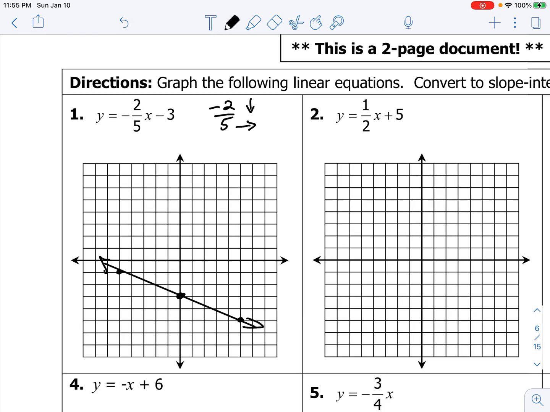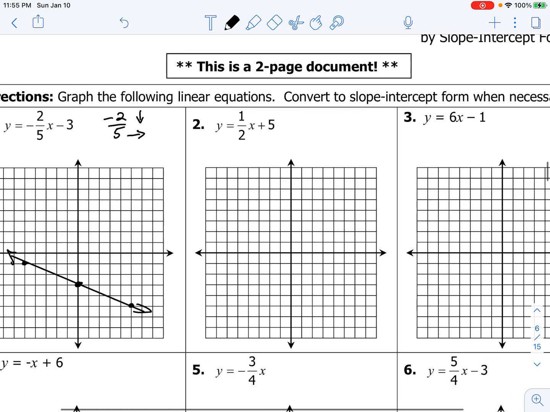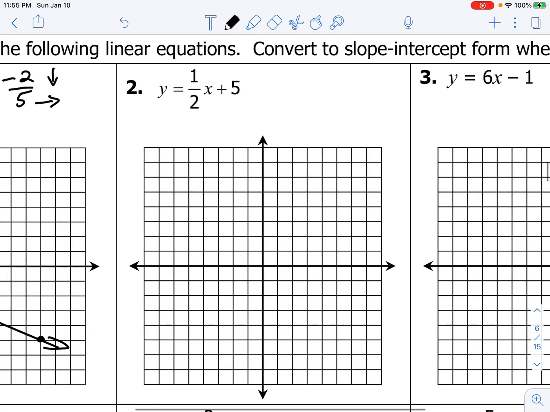All right, number 2. So we're going to plot it at +5. So up 1, 2, 3, 4, 5. So right here. And then the slope is 1/2. So real simple. Up 1, right 2. And then up 1, right 2. Real easy graph.